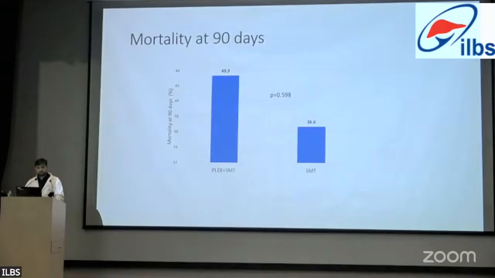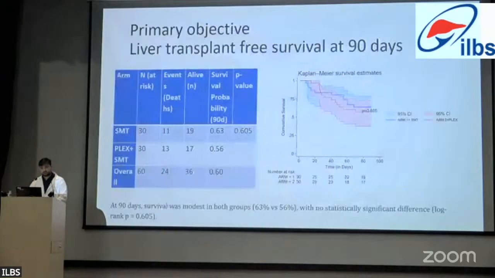Among the baseline parameters in demographic, hematology, renal, different scores and inflammatory markers, all parameters were comparable. There was no significant difference seen. Among the primary objective, we have seen mortality at 90 days in plasma exchange group was around 43%, and in SMT group it was around 36%, with no significant difference seen.